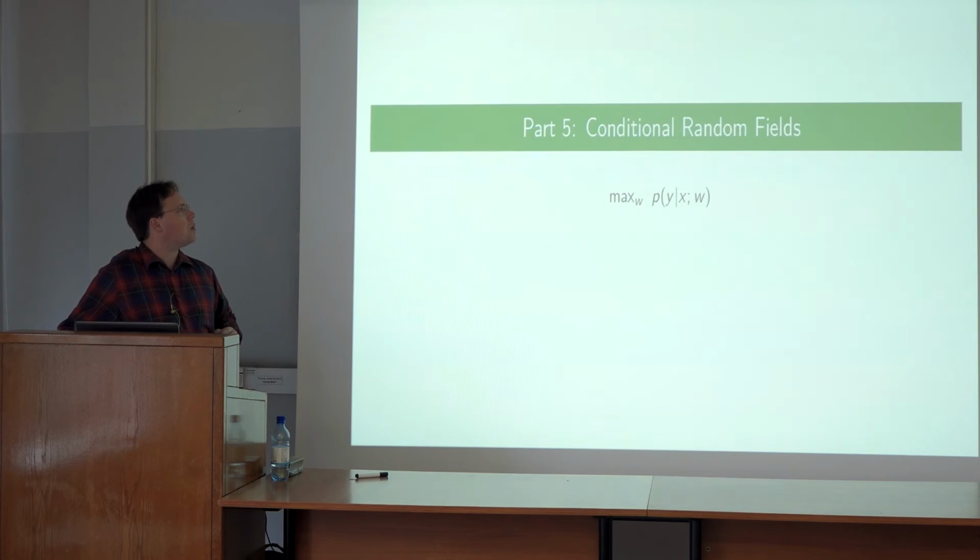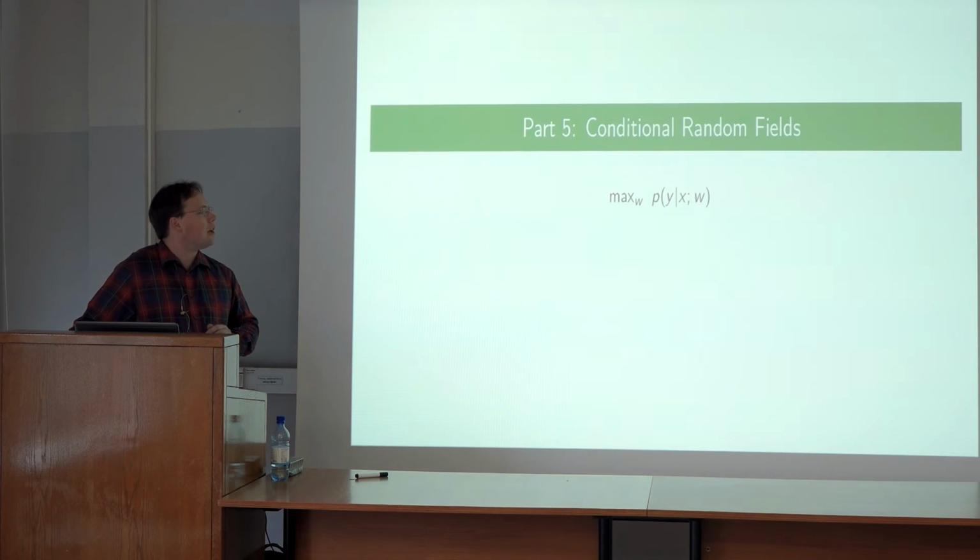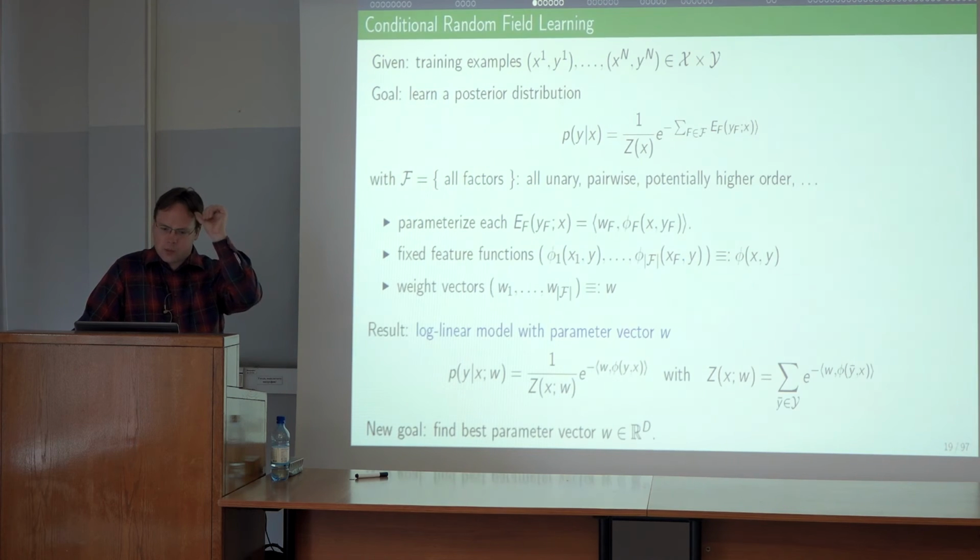Okay, so this part is conditional random field learning. I'm not sure it's number 5, but it's the part we're going to have now. And you can summarize it as: given a parametric model of the outputs, given the inputs and the parameters, maximize the probability over the possible parameters. So it's maximum likelihood training of a conditional random field. So that's what we're going to do.